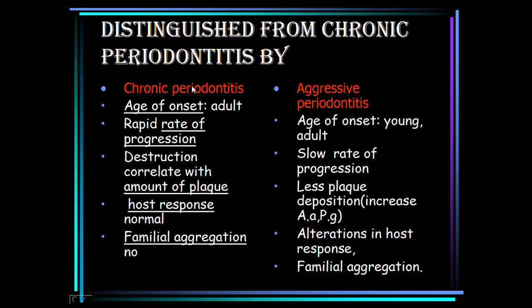How does chronic periodontitis differ from aggressive periodontitis? First is the age. Chronic periodontitis is seen in adult age; aggressive is seen in younger people but can also be seen in adults. Rate of progression in chronic periodontitis is slow, but in aggressive it is rapid. This is wrongly written. In chronic periodontitis, destruction correlates with the amount of plaque, and in aggressive periodontitis a very minimum amount of plaque is there. In chronic periodontitis host response is normal, and in aggressive periodontitis alteration in host response is there. In chronic periodontitis familial aggregation is not seen, but in aggressive periodontitis familial aggregation is seen.